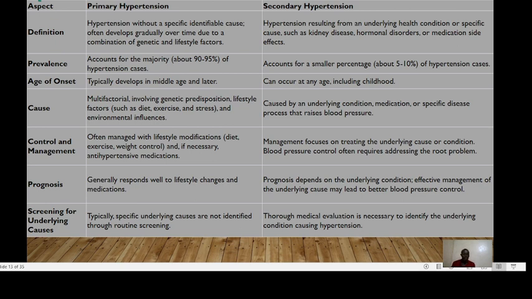Okay, good. Primary hypertension, in terms of prognosis, generally responds well to lifestyle changes and medication, while for secondary hypertension, prognosis depends on the underlying conditions. So effective management of the underlying cause may lead to better blood pressure control. Lastly, in terms of screening for underlying causes, with primary hypertension, specific underlying causes are typically not identified through routine screening. However, for secondary hypertension, a thorough medical evaluation is necessary to identify the underlying condition causing the hypertension.